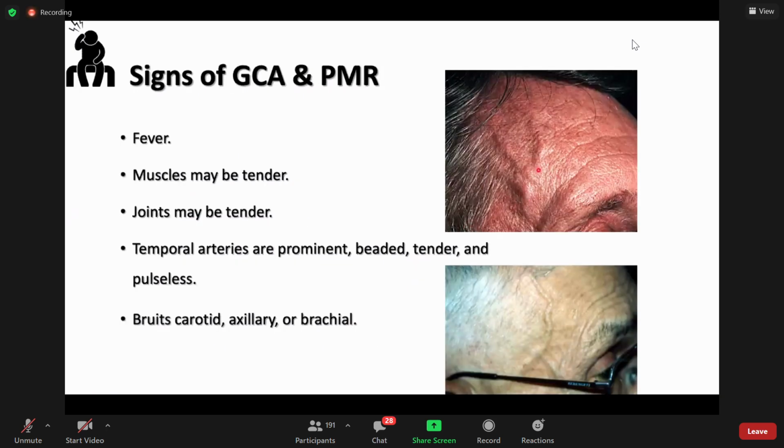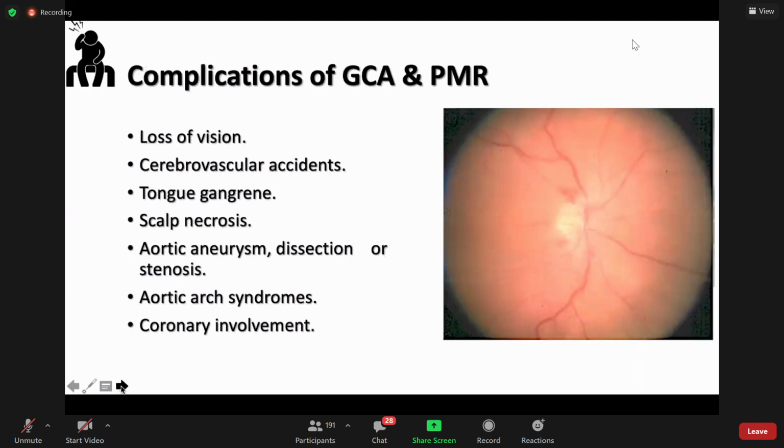This is the temporal arteritis. The artery is enlarged and indurated, and there are some lumps over it that can be felt, and it loses its pulsatility because the lumen is occluded.